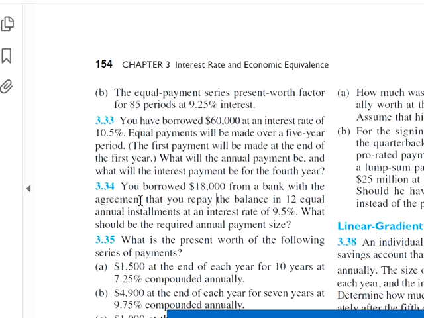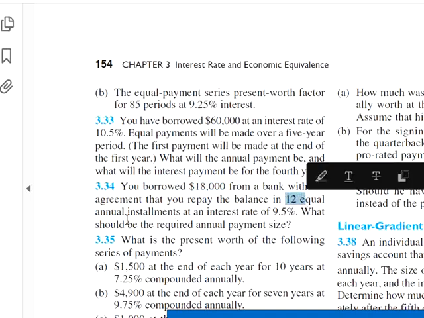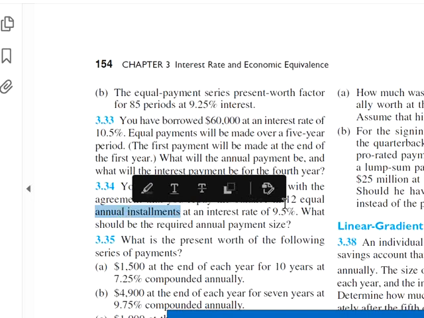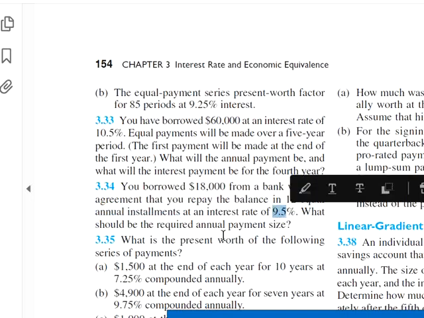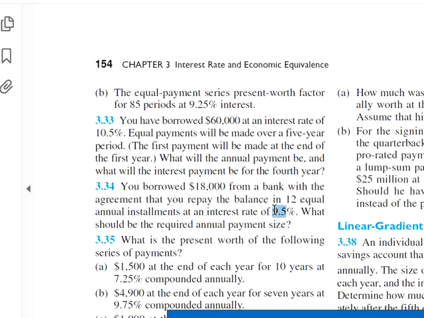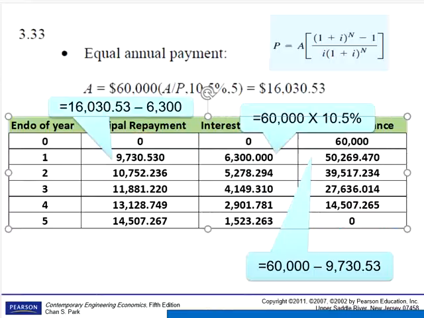Next one, question 34. You borrowed 18,000 from a bank. You borrowed, so this is when we borrowed. So this is our P. We take a loan, so this is P, from a bank with the agreement that you repay the balance in 12 equal installments, at an interest of 9.5%. What should be the required annual payment size? So P is given, so you have to find A.